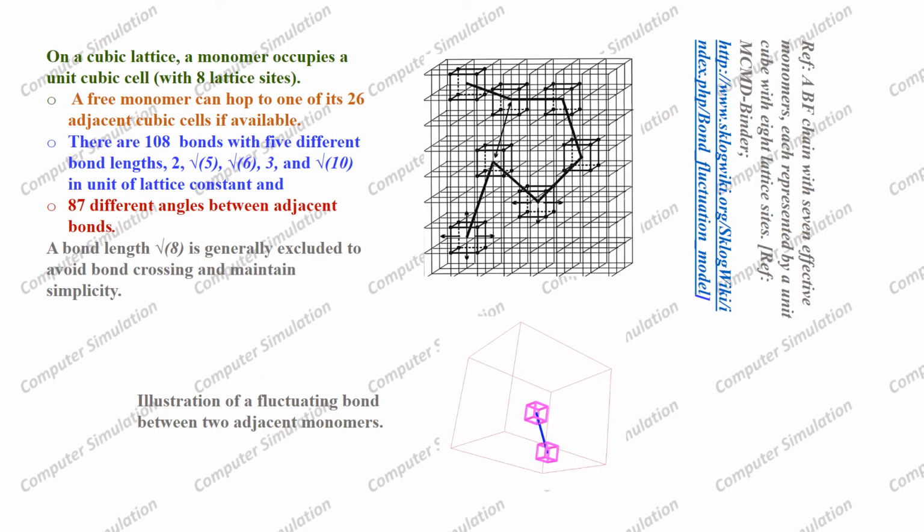On a cubic lattice, a monomer occupies a unit cubic cell, with 8 lattice sites. A free monomer can hop to one of its 26 adjacent cubes if available. There are 108 bonds with 5 different bond lengths, 2, square root of 5, square root of 6, 3, and square root of 10, in units of the lattice constant, and 87 different angles between adjacent bonds. A bond length of square root of 8 is generally excluded to avoid bond crossing and maintain simplicity.